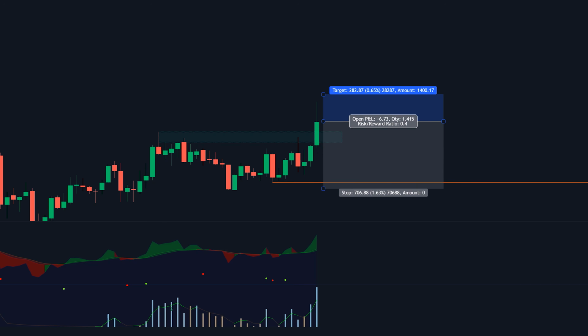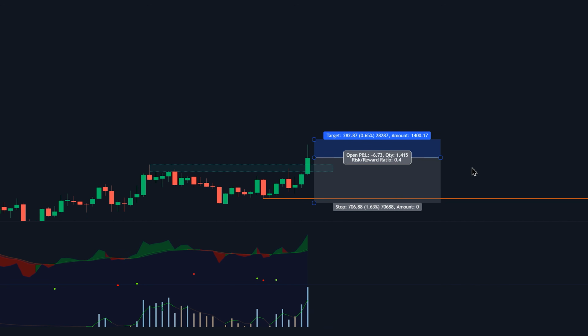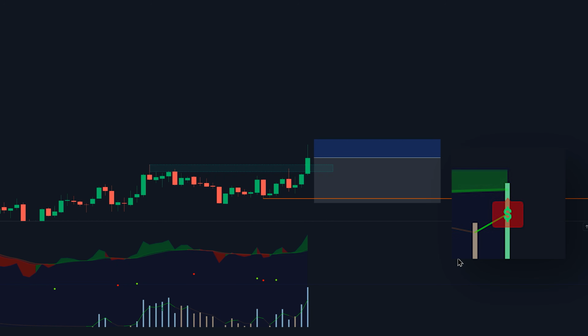For the take profit, we're not gonna set it. Instead, we're gonna wait for a short signal to be printed by the bullish smart money indicator. Our short signal is gonna look something like this. As soon as this label is printed, we're gonna exit our position.